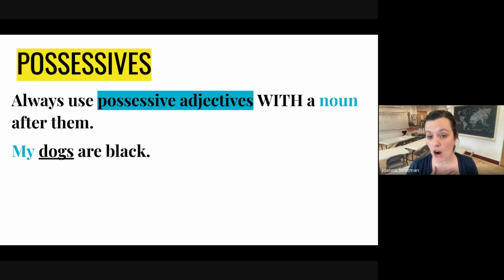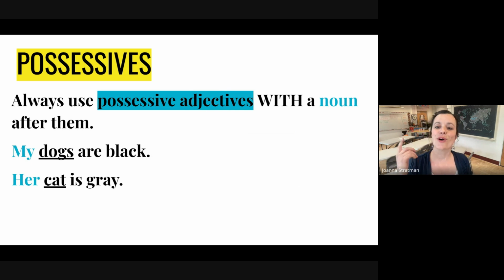My dogs are black. Here I am talking about my dogs. Those are the things that I possess. So my dogs are black. Next, her cat is gray. So the cat that belongs to her is gray. So notice that in the first sentence, dogs is the possession. And in the next sentence, cat is the possession.